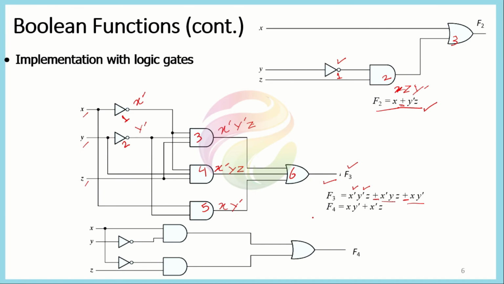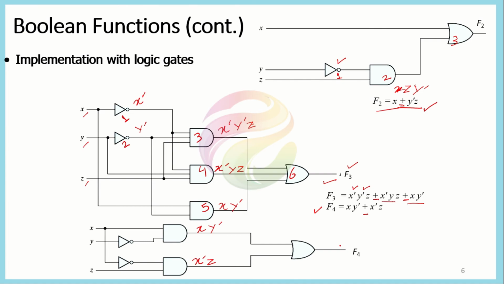Now we will represent a circuit diagram for the last one, the f4 one. For f4, we have x into y complement plus x into z. The plus represents the OR operation here. So we will have this term here. This is representing the x into y complement, and this is representing the x into z. So if we OR both of them, we will get the result of f4.